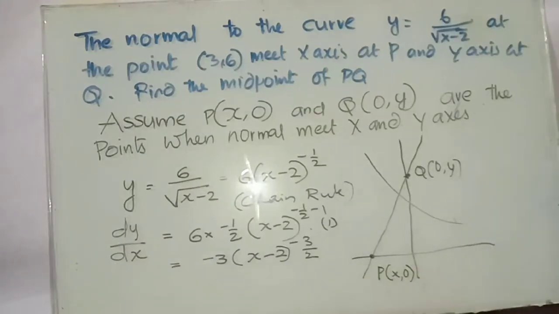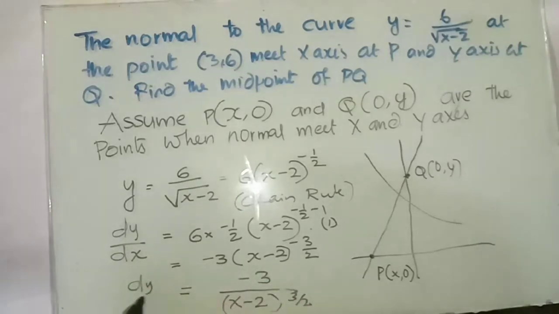Minus 1 by 2 minus 1 is minus 3 by 2. So we get minus 3 divided by x minus 2 the whole raised to minus 3 by 2, as plus 3 by 2, as dy by dx. So this is our dy by dx. Now we have to find the gradient of the tangent.